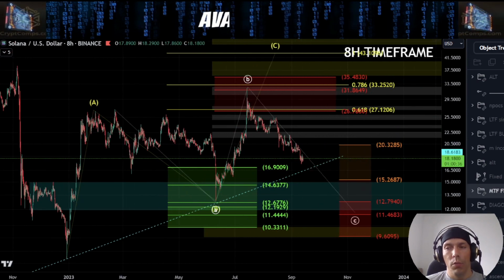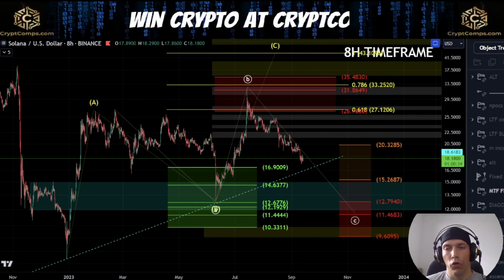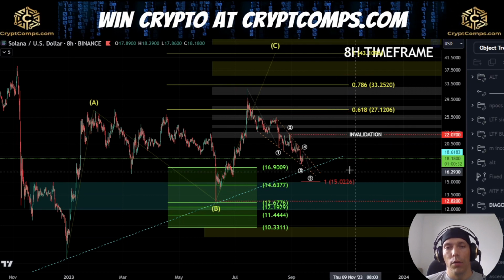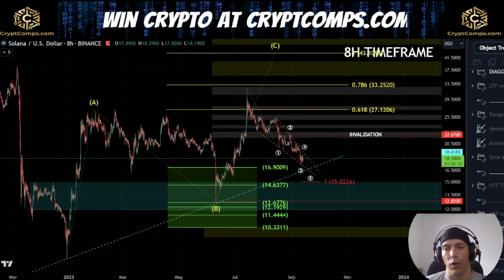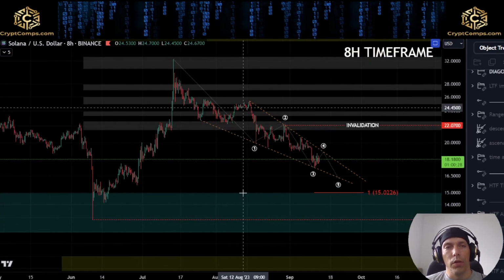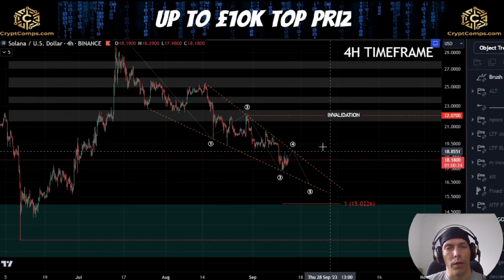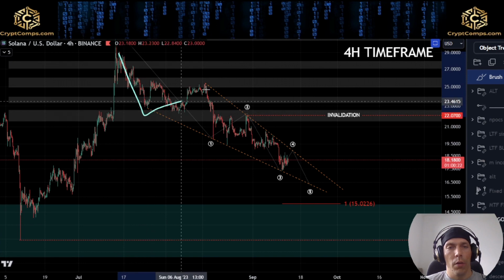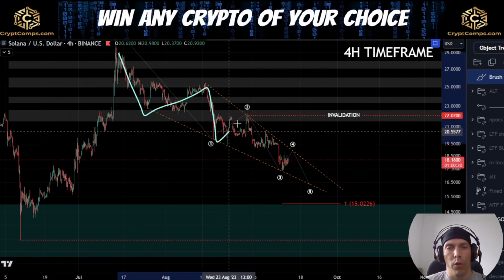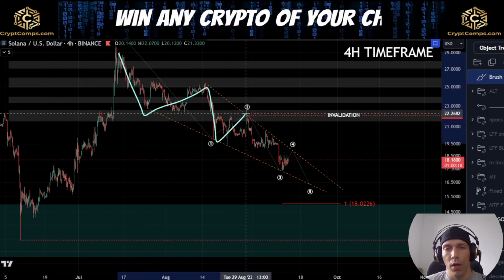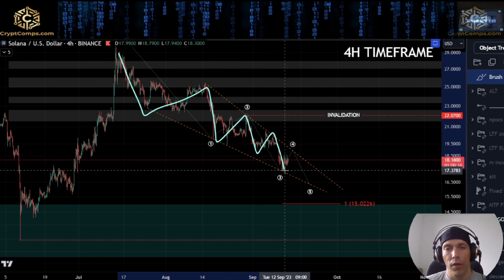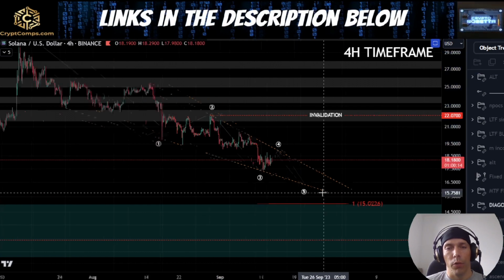Now, the only way that it would potentially look to fall short in that way would be looking at this move as a diagonal pattern. Within this idea, what we'd be saying more locally here is that this move here is A, B, and C for wave 1. We have this as a wave 2. We have this as A, B, and C for wave 3, and we're looking for this wave 4.